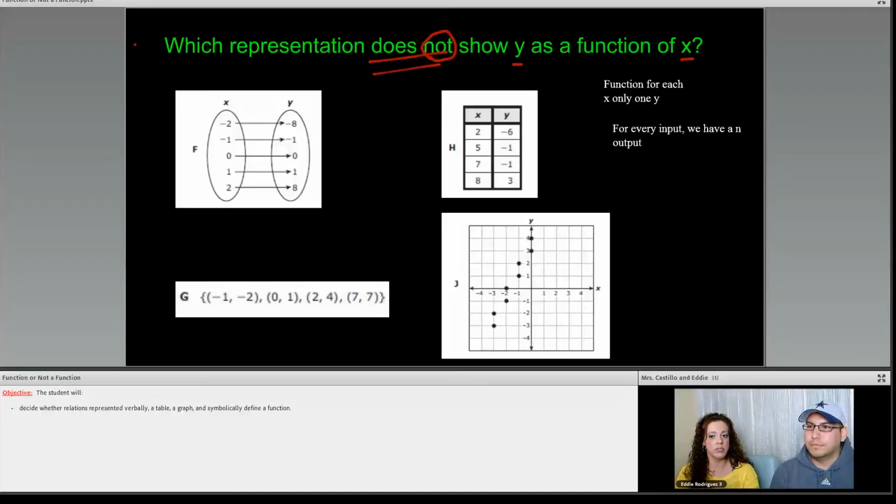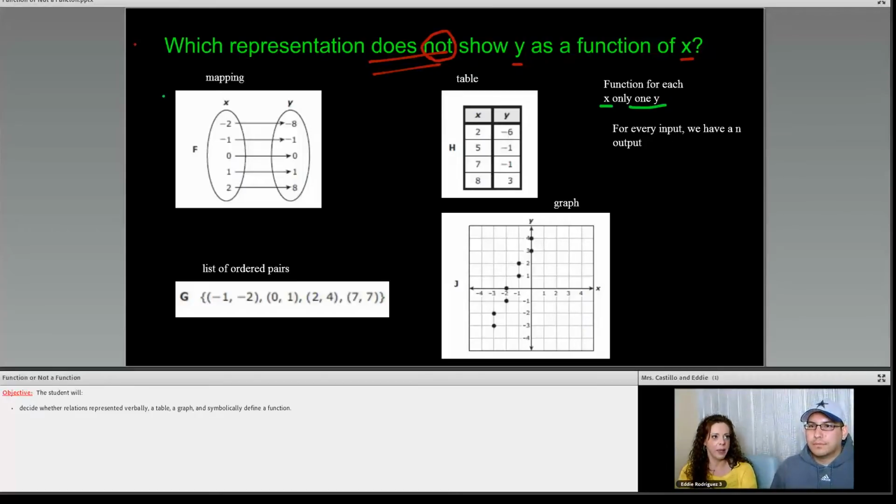Okay, so answer choice F, we are showing a mapping. Answer choice H, we're showing a table. G, we're showing a list of ordered pairs. And J, we are showing a graph. Okay. So now that we went over that, is it a function? For each x, there should be only one y. Let's start looking at the mapping.